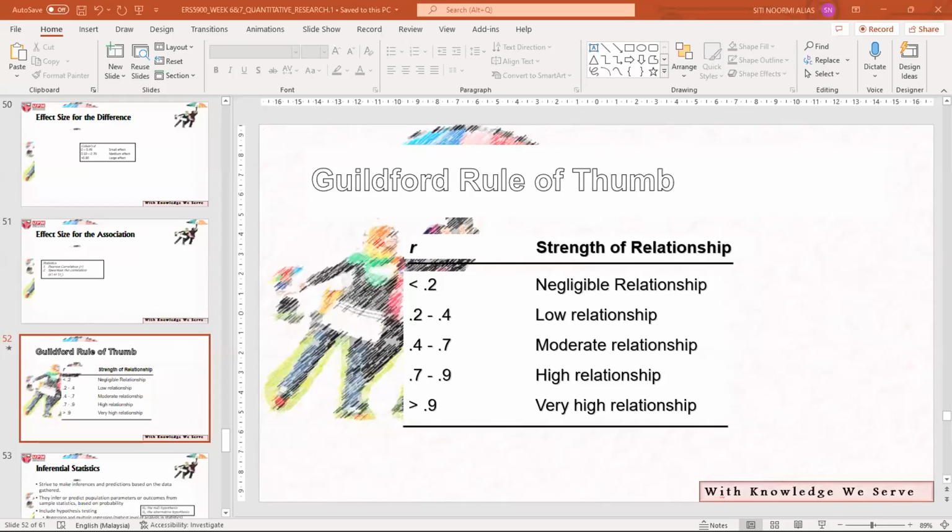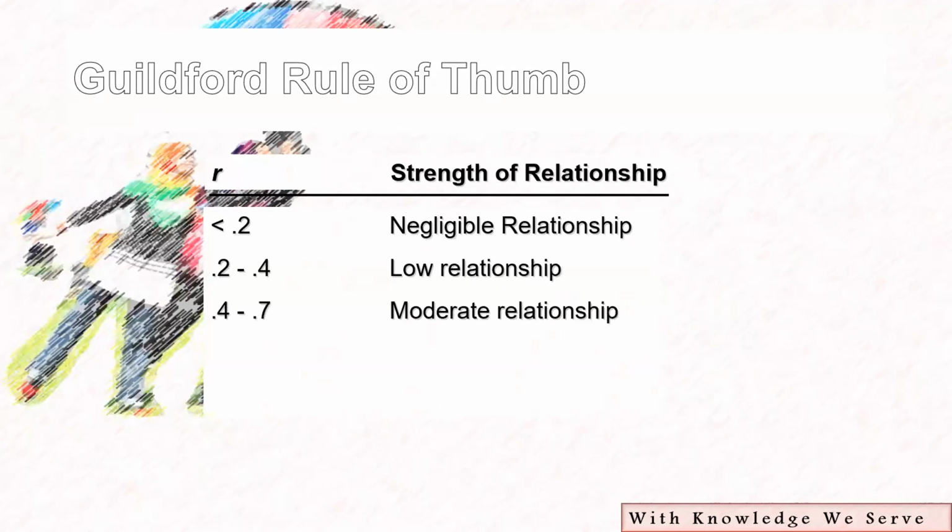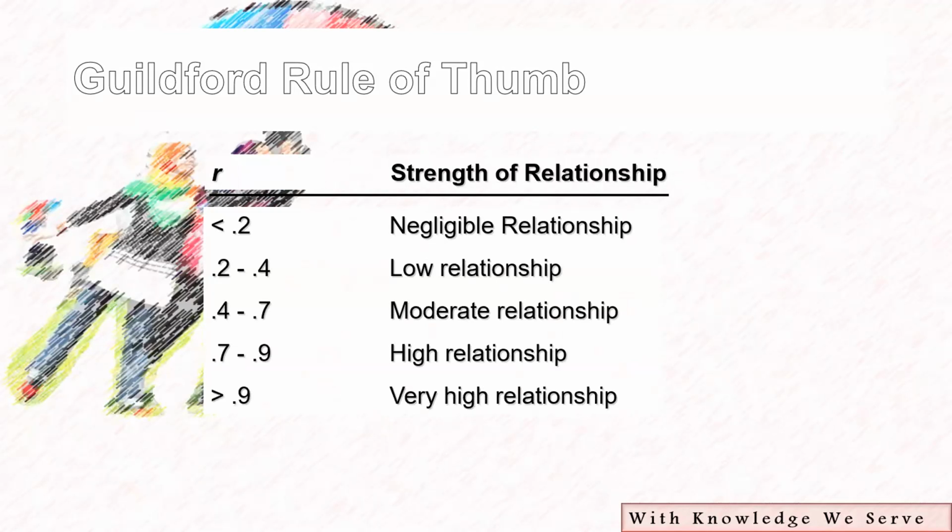Okay, so this is the Guilford rule of thumb. If the R value that you get is lesser than 0.2, the relationship indicate negligible relationship. 0.2 to 0.4 low relationship, 0.4 to 0.7 moderate, 0.7 to 0.9 high relationship, above 0.9 very high relationship. Okay.